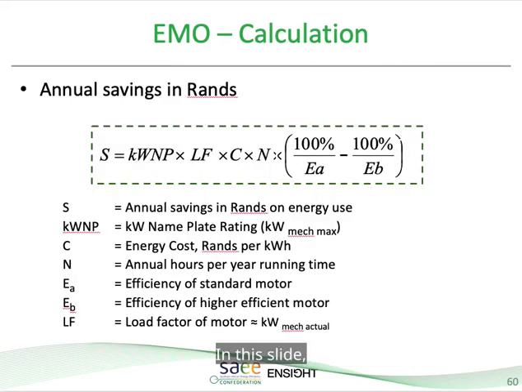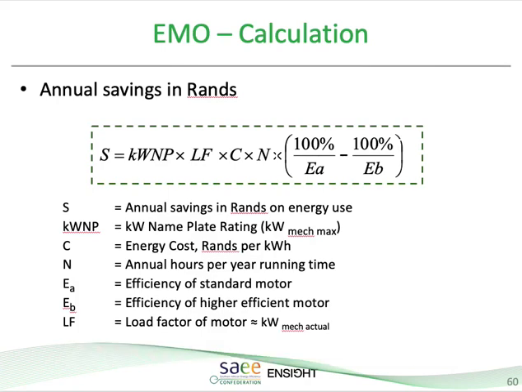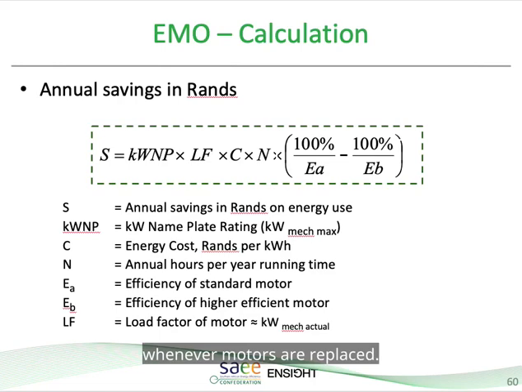In this slide is an energy management opportunity calculation to achieve your annual savings in rands. This calculation can be used whenever motors are replaced.